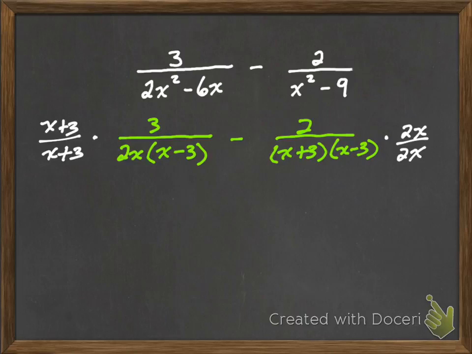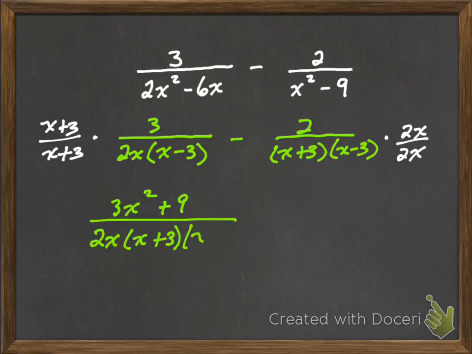Everything else it has. So if we multiply these things together, we have 3x squared plus 9 over 2x, x plus 3, x minus 3. And we'll have a 4x on top here over that same denominator.